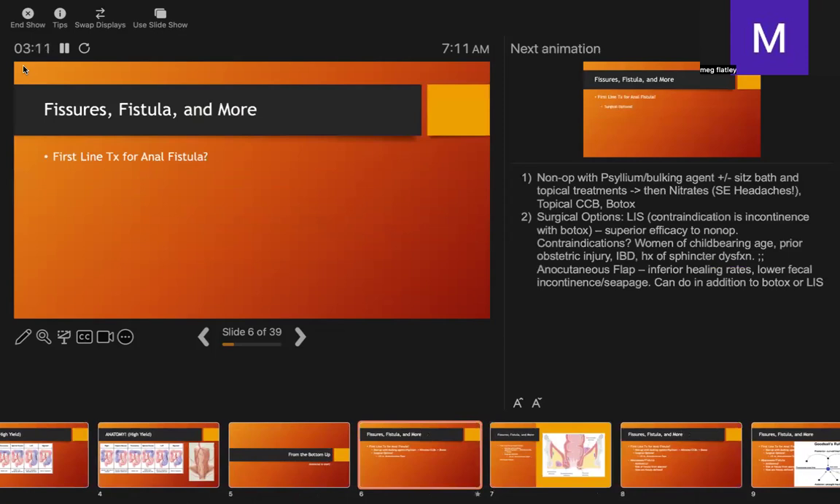All right. Okay, what's the first line treatment for anal fistula? So actually, that's not supposed to be fissure. That's supposed to say fissures. Sorry. First line treatment for anal fissures. Conservative. Okay, what does conservative mean? Fiber, sitz baths. Fiber, yeah, fiber, sitz baths, water. That's the thing.